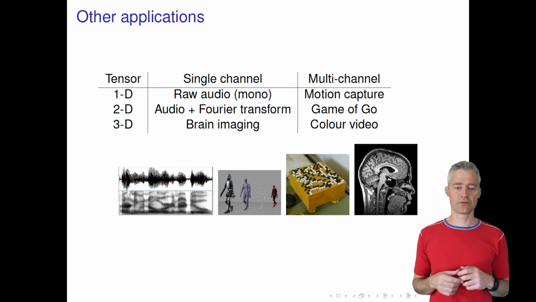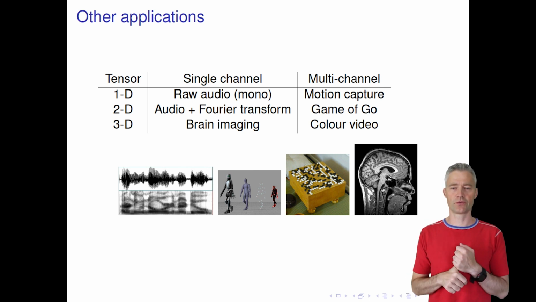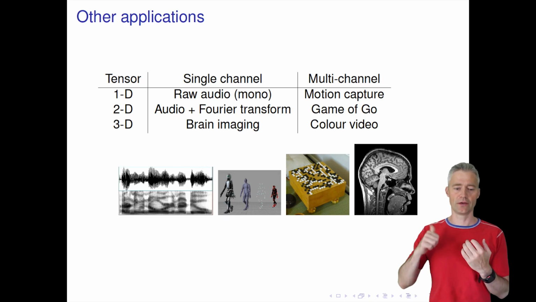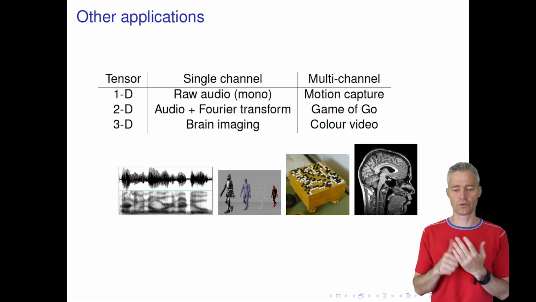So other applications, of course, are that we can apply this to 1D images. So 1D images could be audio signals, or it could be biological sequences, proteins or DNA.